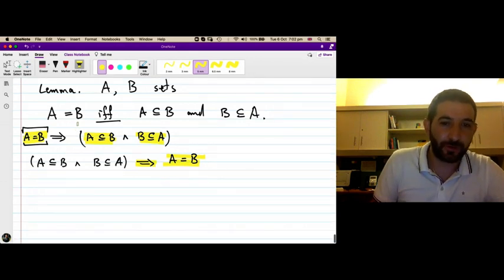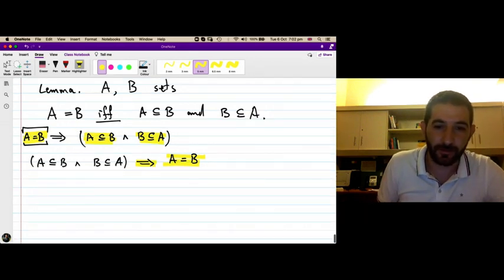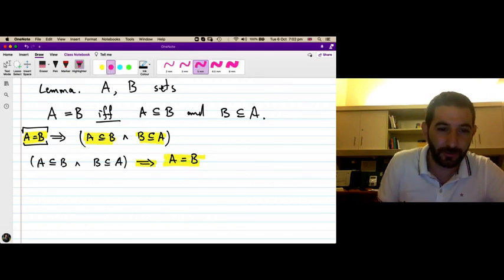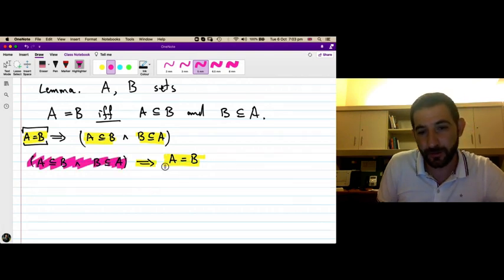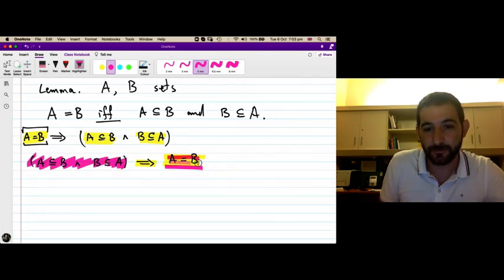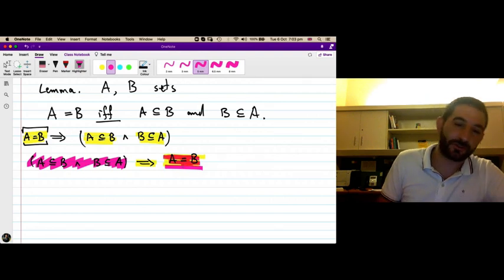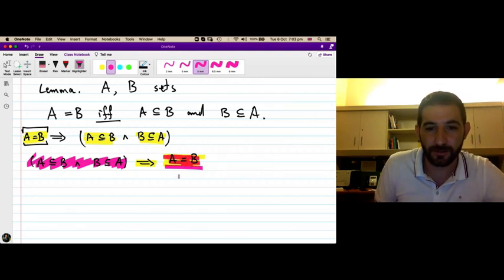Okay, you can prove it by contradiction, for example. You can assume the hypothesis to be true, and now you need to show that this is true. So suppose it is false and get a contradiction.